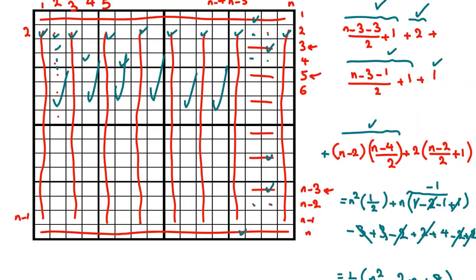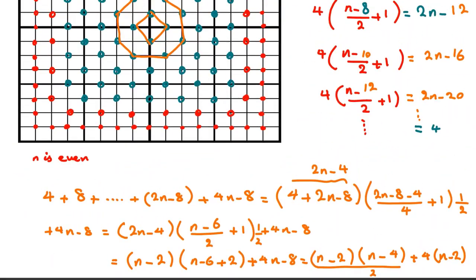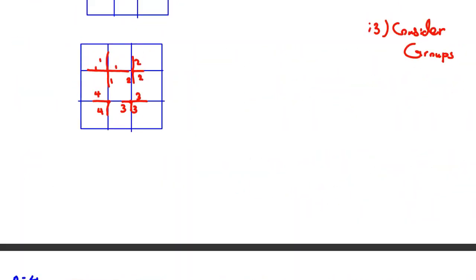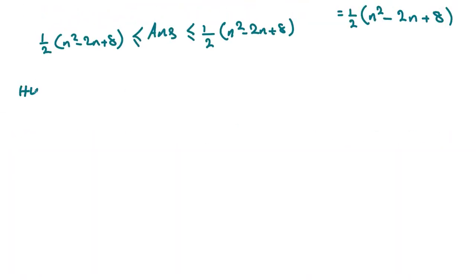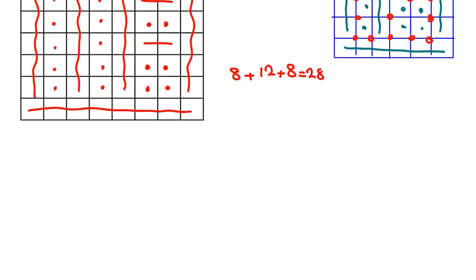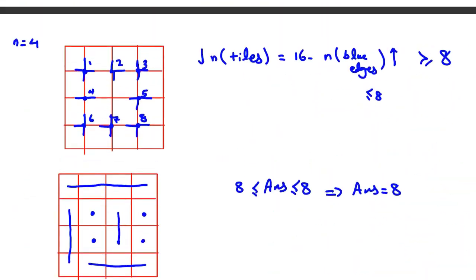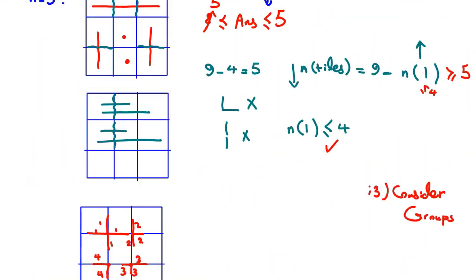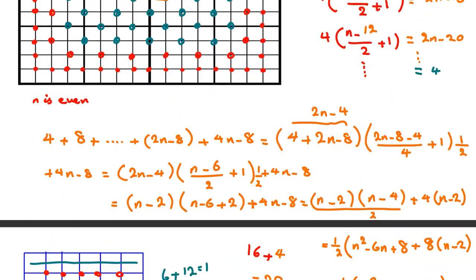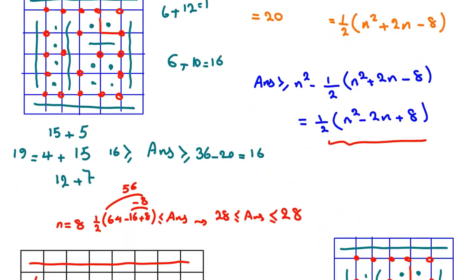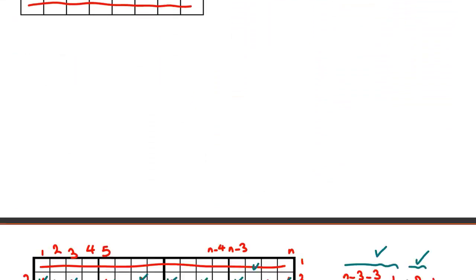Now, how many homeworks did we have? Let me mention it as homework 1. Try to consider when n is odd, and try to find the answer like this. Homework 2, we have similar problems like this. Let's see how many ideas we considered for this problem. This one, this one, this. Idea 3, considering groups. And we said this.